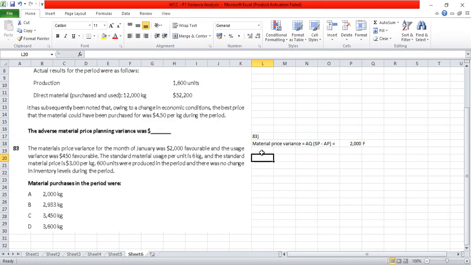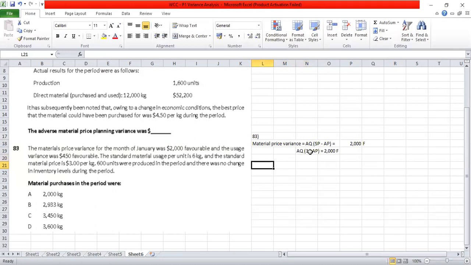Then 600 units were produced in the period and there was no change. 600 units done. Apart from that, no other thing is there. So only one variable we know. So actual quantity into the standard price, 3, minus actual price is equal to 2000 favorable. Let's proceed further with the next one.